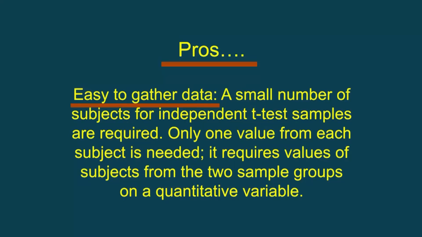For the t-test, it is more or less easy to gather data. A small number of subjects for independent t-test samples are required. Only a small number, not a very large sample size, is required. Only one value from each subject is needed. It requires values of subjects from the two sample groups on a quantitative variable. From each subject, that means from each informant or from each object, we collect data on a single variable.